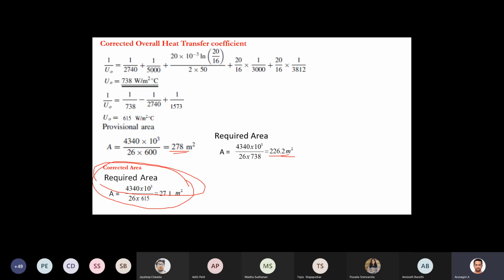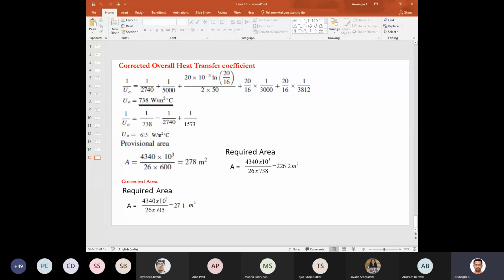Okay. So this is the way to do the design of heat exchanger. If you have any doubts, please ask. Hello? Sir, yes, sir. No doubts. Shall we wind up or? Yes, sir. We can wind up, sir.